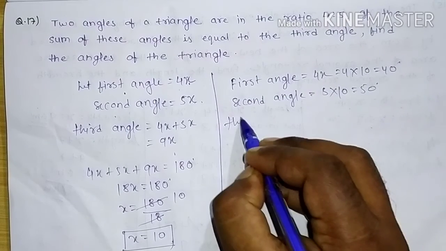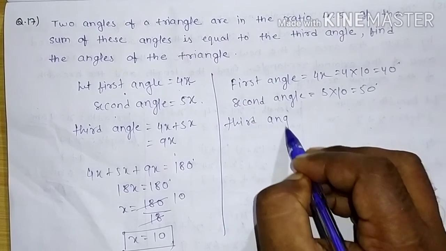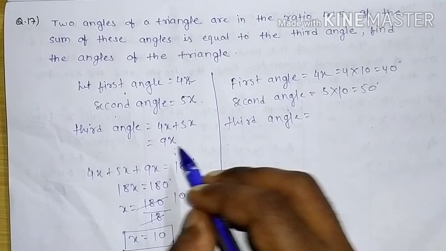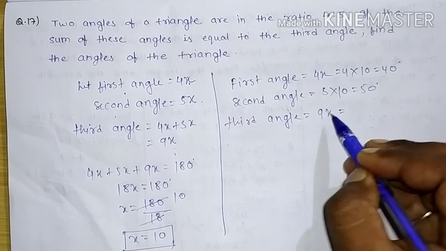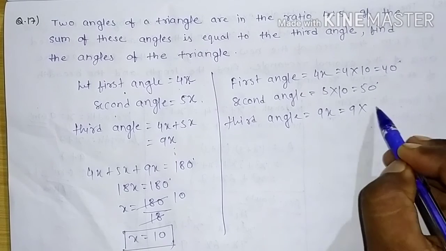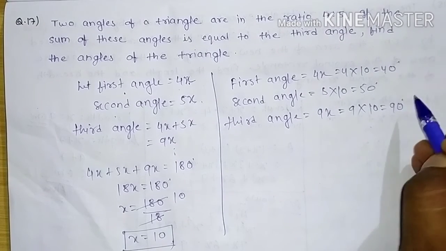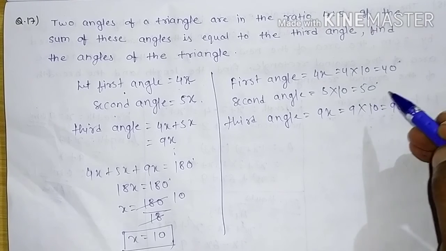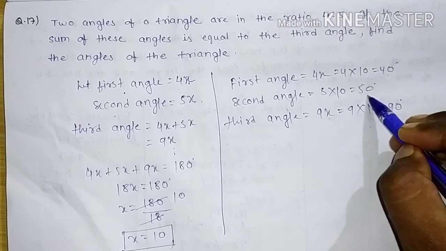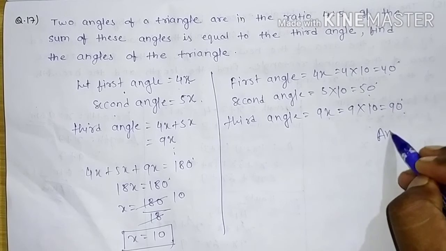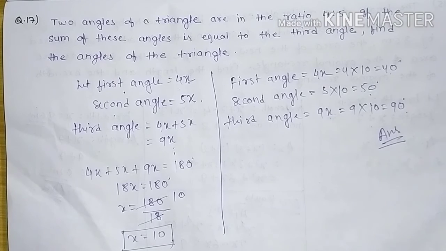Now the third angle is 9x. Put the value of x, so 9 into 10, this is 90 degrees. Now these three are the angles of the triangle: 40 degrees, 50 degrees and 90 degrees. So this is the answer. Now it's very simple.